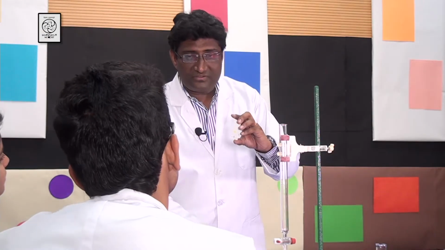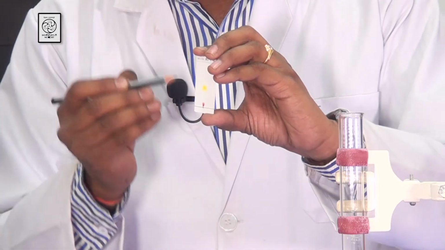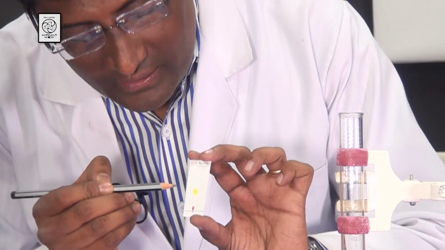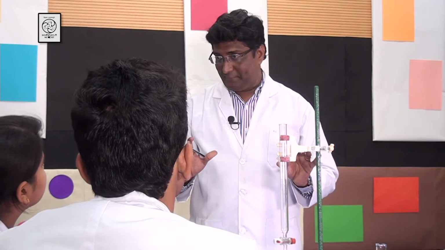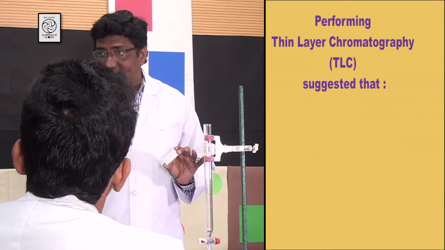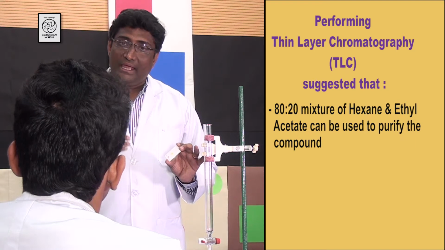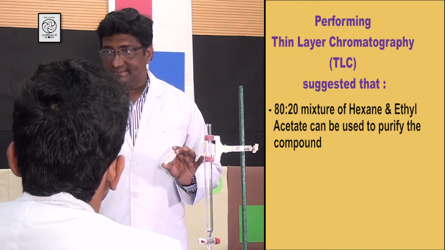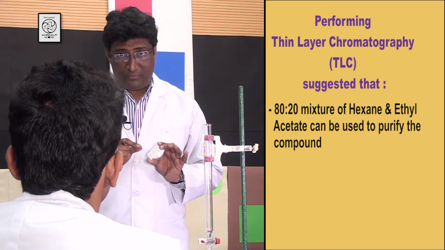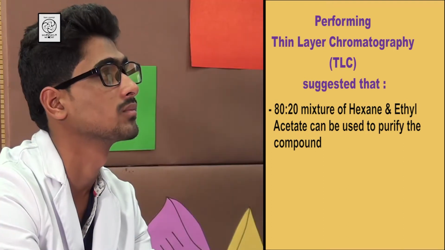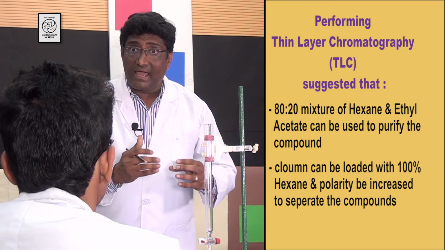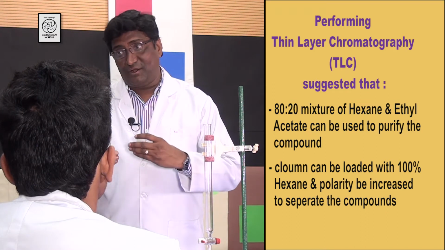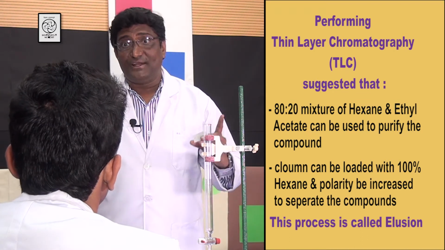Students, this is a TLC. I took a mixture of compounds, a yellow one and a red one. However, I am not going to show you the details of thin layer chromatography today. But this experiment suggested that I can use an 80-20 mixture of hexanes and ethyl acetate to purify the compounds. In addition, it also suggested that I can load the column with 100% hexanes and increase the polarity to separate the compounds. This process is called elution.